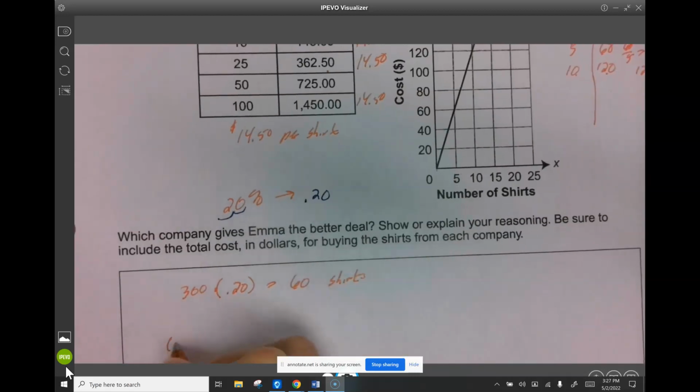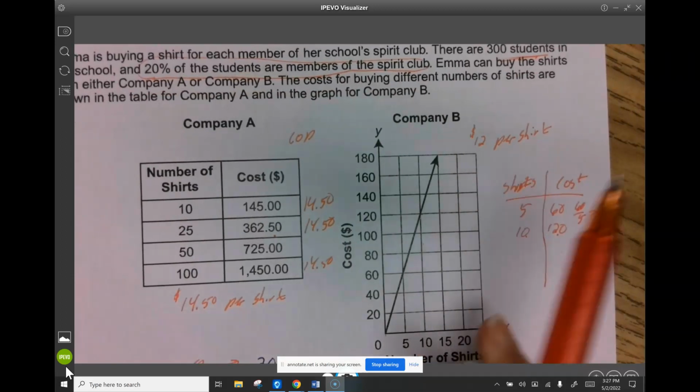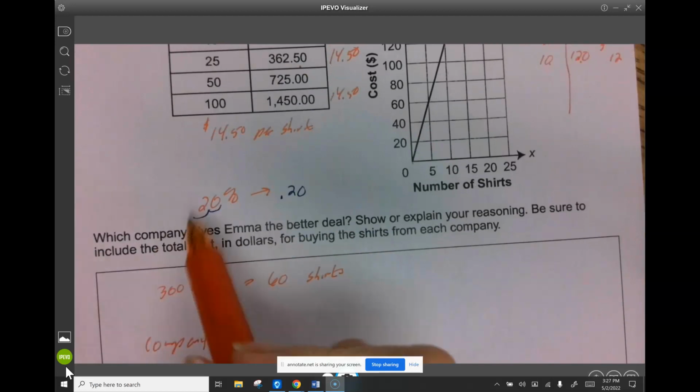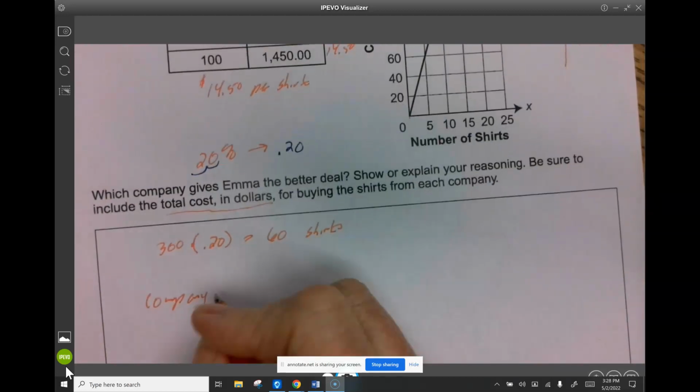Okay, so let's see what Company A costs. Now, doesn't it make sense that Company B is going to be cheaper because it's $12 per shirt? Yes. And we could write it that way, but notice what it says. Show and explain your reasoning. Be sure to include the total cost in dollars for buying the shirts from each company. So let's just do that.